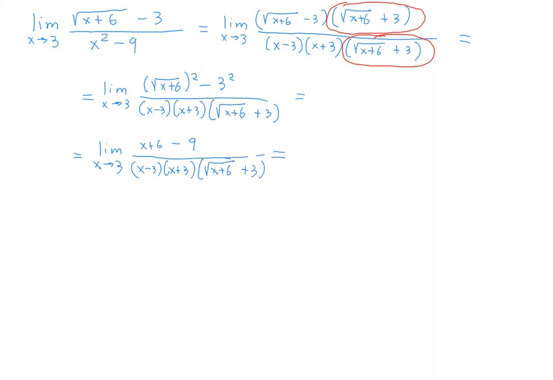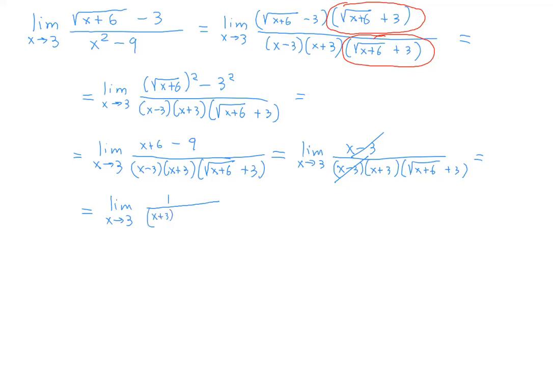And this will be equal to the limit as x tends to 3 of (x minus 3) on the top over (x minus 3) times (x plus 3) times (square root of x plus 6 plus 3). And how much is this? Now you have your cancellation finally that will rid you of the quantities that are 0. And we will have 1 over (x plus 3) times (square root of x plus 6 plus 3).